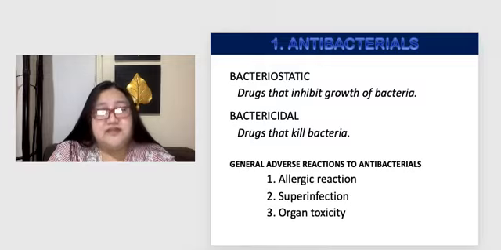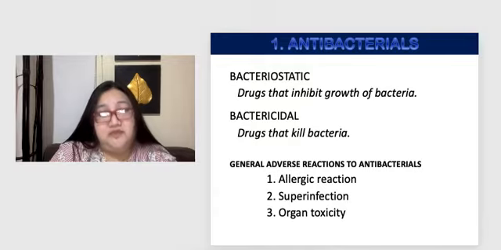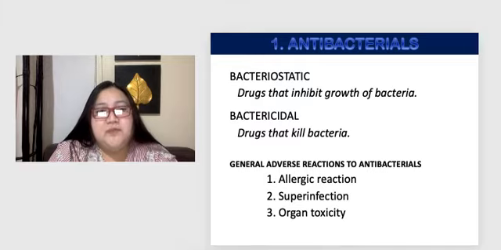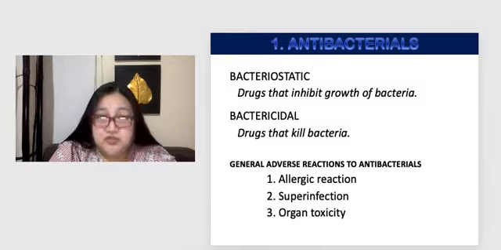Body defenses, our body, and antibacterials that we take should work together in order to stop the infection. But a bacteria may either be sensitive or resistant to the antibacterials that we take or that people take. When you say sensitive, it means the pathogen is either inhibited or destroyed. But if it is resistant, the pathogen continues to grow.